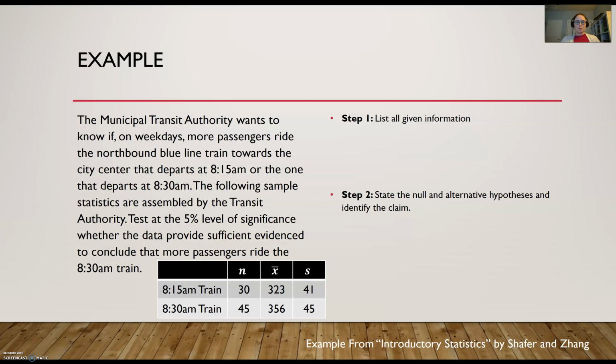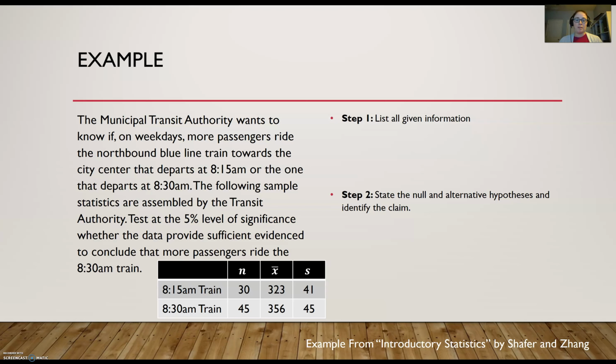So let's look at an example. The Municipal Transit Authority wants to know if on weekdays more passengers ride the northbound blue train towards the city center that departs at 8:15, or the one that departs at 8:30. The following sample statistics are assembled by the Transit Authority. Test at the 5% level of significance whether the data provide sufficient evidence to conclude that more passengers ride the 8:30 a.m. train. So I've got a nice organized table here.